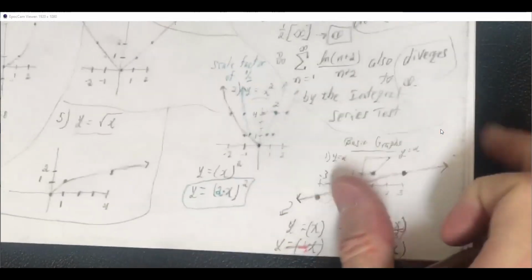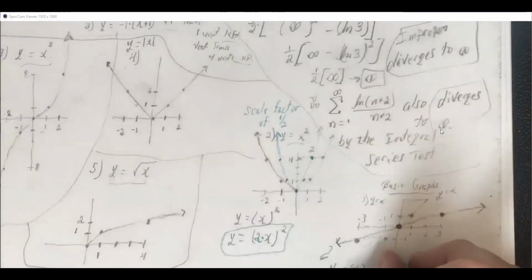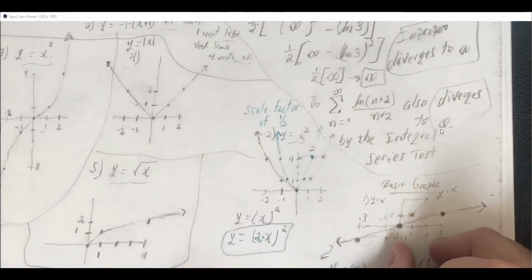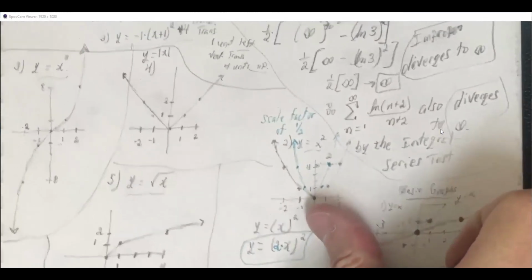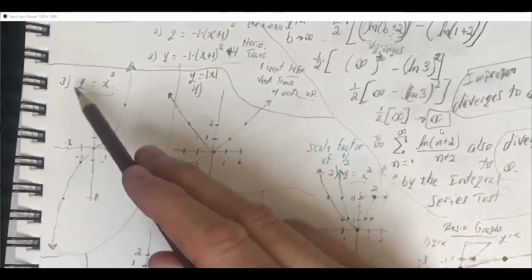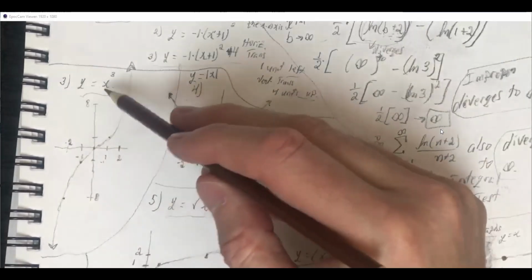Okay. So now I'm not going to show you examples so much because we're going to do plenty of that when we do the homework. So now I'm just going to show you the 3 remaining basic graphs that we're going to be asked to perform these dilations on. I just said this one's number 3, no particular order. y equals x cubed.